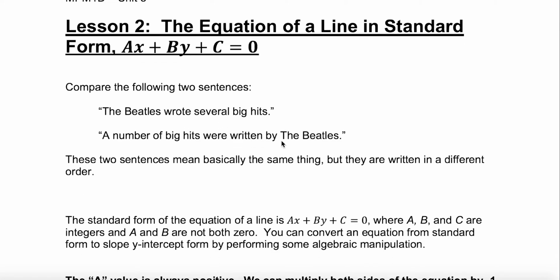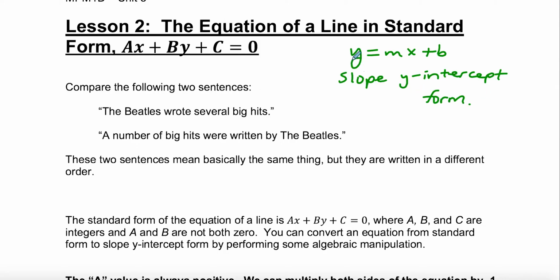What we're going to learn today is the equation of a line in standard form. We have been graphing all of our lines so far. They've been in slope y-intercept form. Everything we've seen looks like y equals 2x plus 3 or something like that, and that has been a pretty common equation of a line that we're used to seeing.